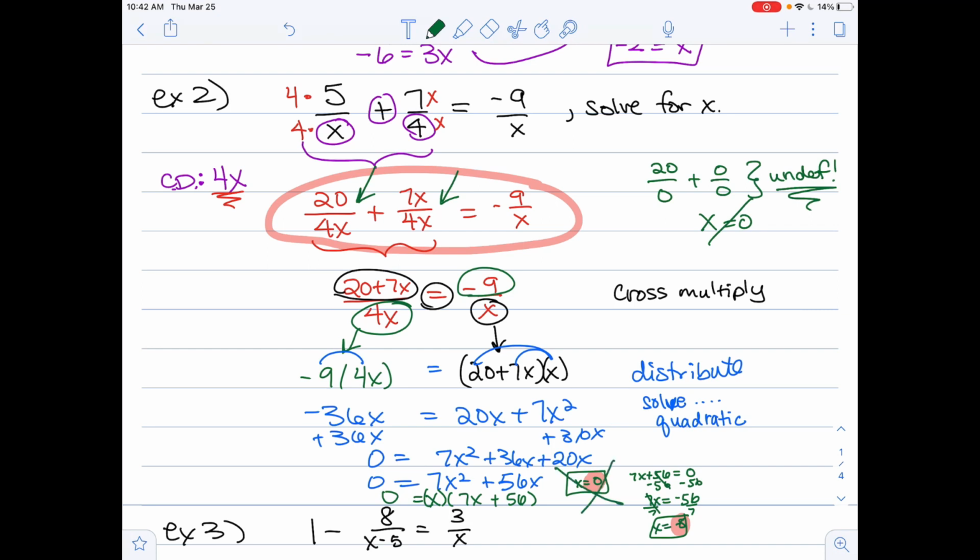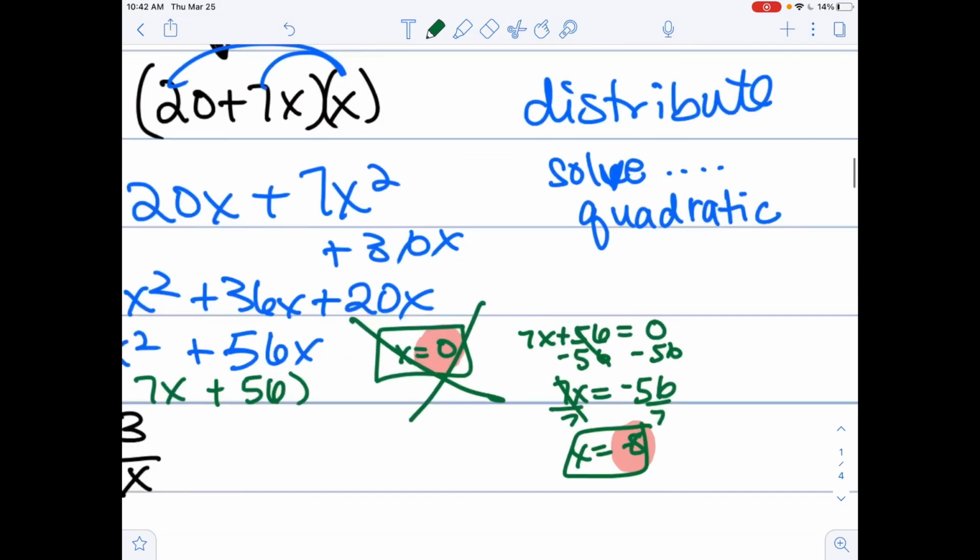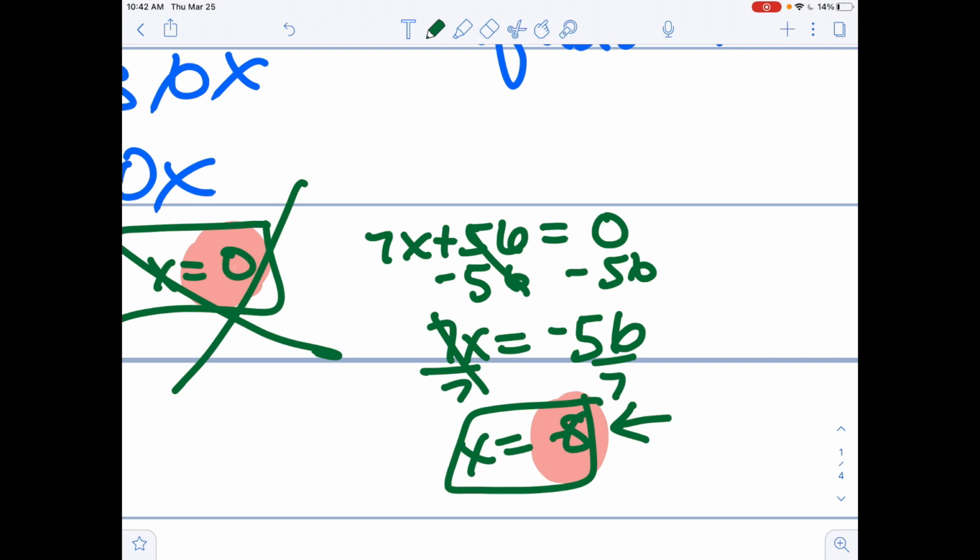So this is called an extraneous solution, which we learned an extraneous solution means it comes from the original problem, but when you plug it back in, it doesn't work out. So our only solution is going to be -8.